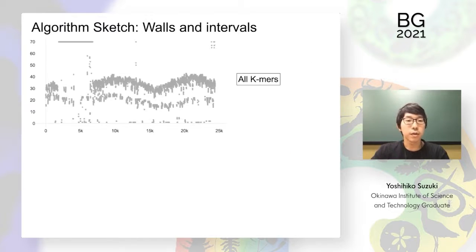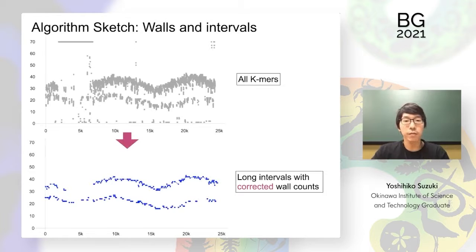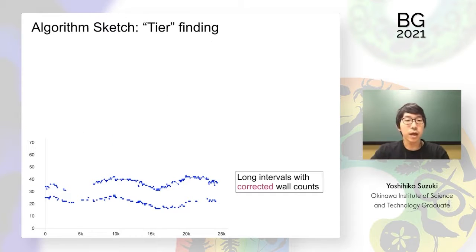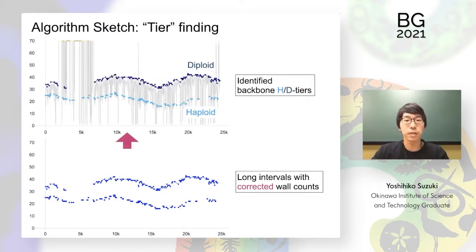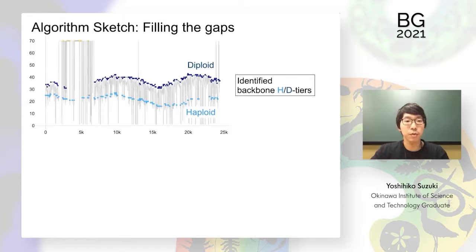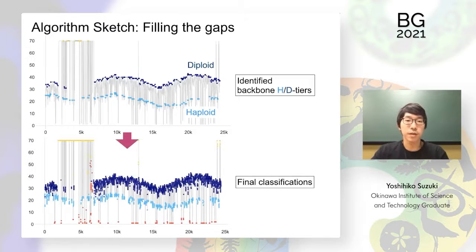So starting from all the k-mers, we identify the walls, where we can actually correct the counts at the walls for long intervals, which clarifies the curves that would consist of haploid k-mers and also diploid k-mers like this. And now it looks almost obvious, but we classify these long intervals using a dynamic programming-based method to find the haplotier and diplotier. And using these haplo and diplotiers, we finally classify the rest of the k-mers while considering the variable error rates depending on the sequence context, like homopolymers.